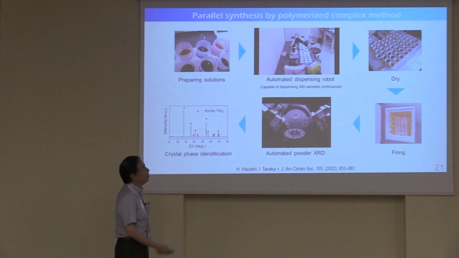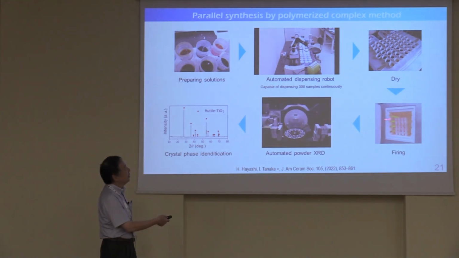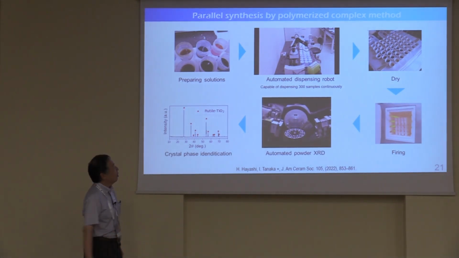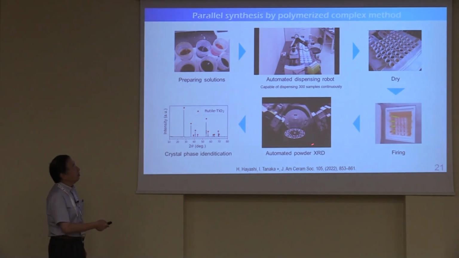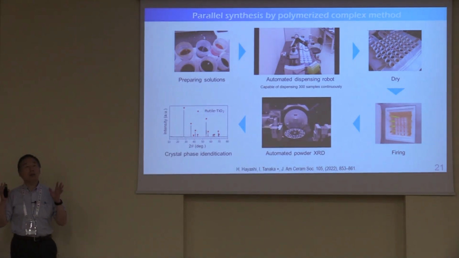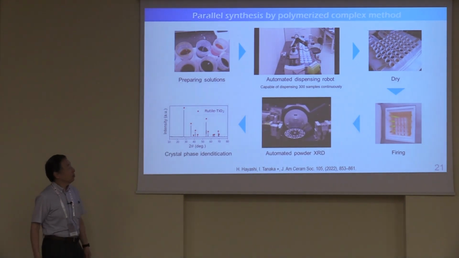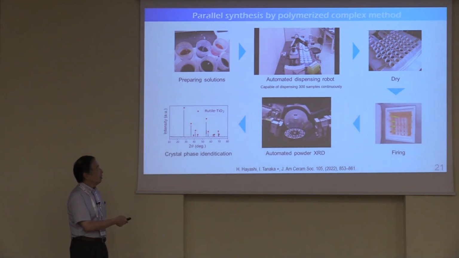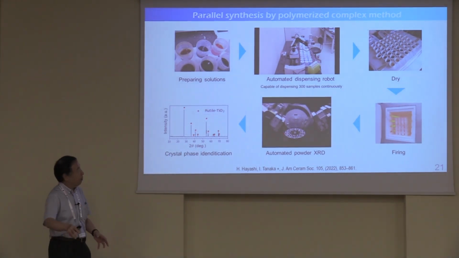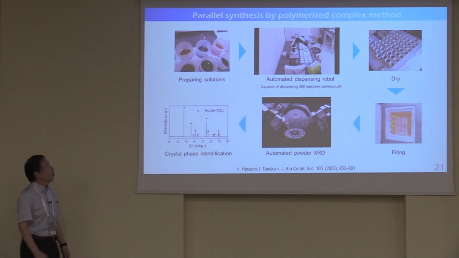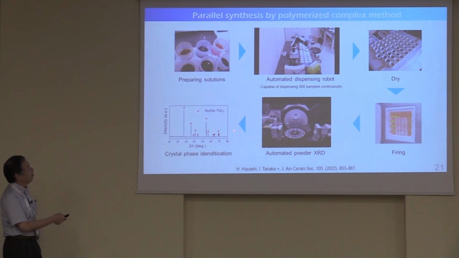each of these crucibles from the furnace and put it in a plate to examine by automated powder X-ray diffraction. This can be done automatically, and so if we put in 200 samples, these samples are automatically measured one by one. The next morning, we can get a series of this X-ray diffraction data.